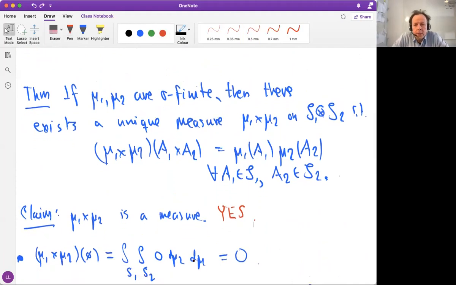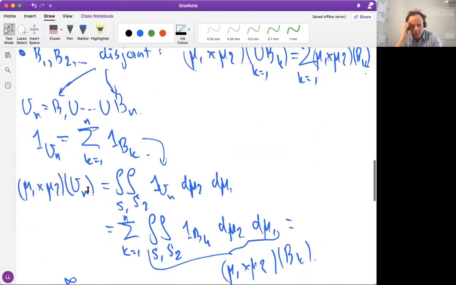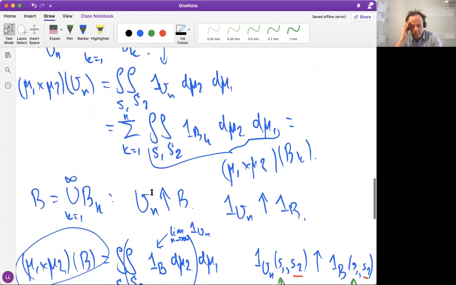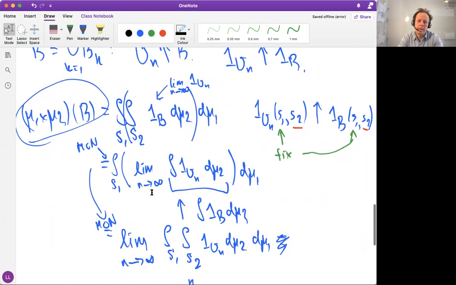Do you have questions here? I do. My question is that we needed the assumption of sigma finiteness. So where did we use the sigma finiteness assumption? In this part of the proof, I think we didn't use it anywhere. No. We didn't use the sigma finiteness there anyway.